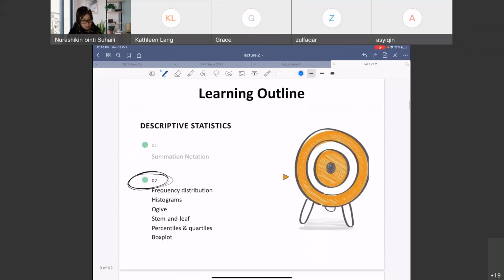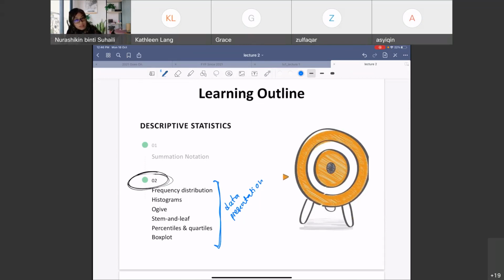The second part is data presentation. There are a few points or subtopics here, but basically all of these concern data presentation. What it means by data presentation is, when you have the data, how to present it to people, how you want to tell about the data. So you have to present it in a way that can be understood by the people.